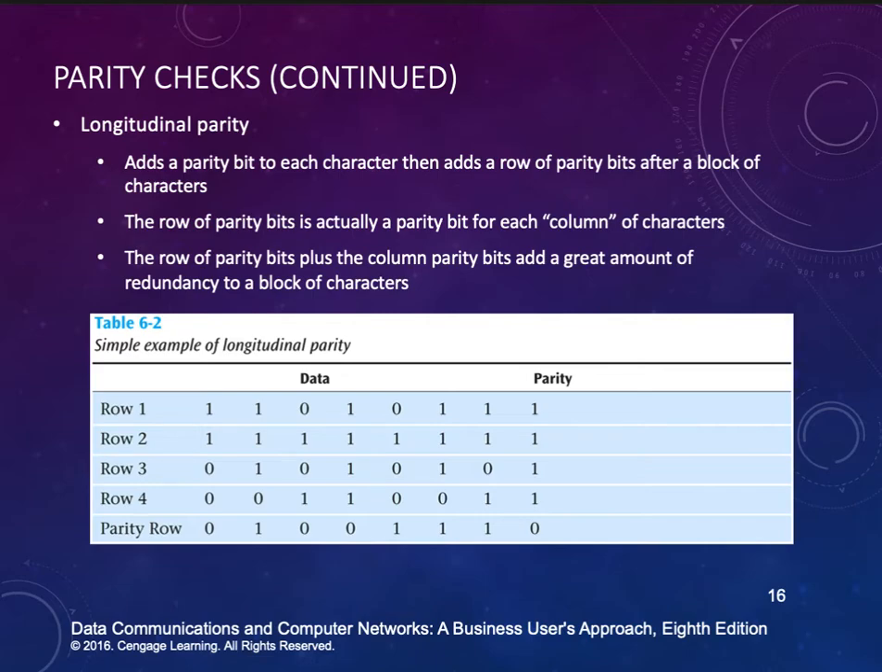Here we have longitudinal parity. Row 1 we have parity 1, followed by rows 2, 3 and 4, all parity 1. As you compute from 1 to 4, here we have 0. Here, because it's odd, we have 1. Even 0, even 0, odd 1, odd 1, odd 1, and even 0. And those are the parity bits.